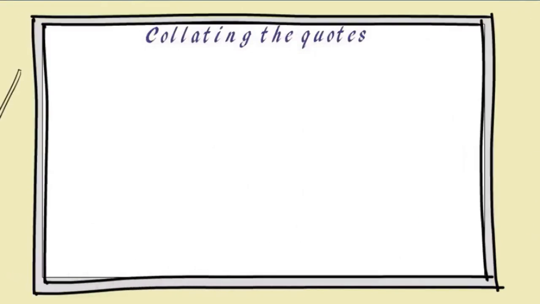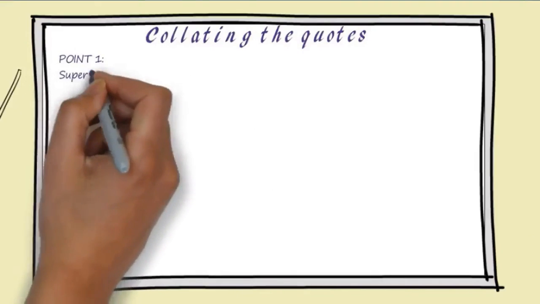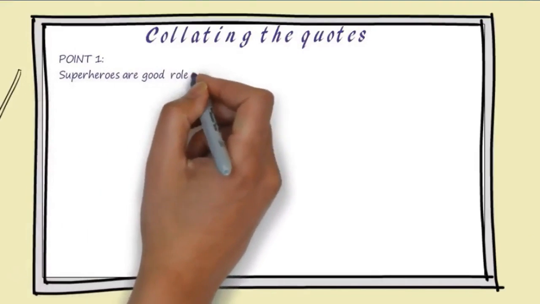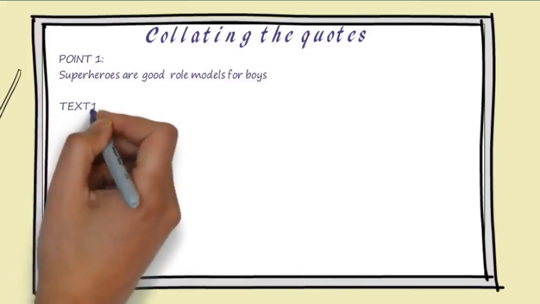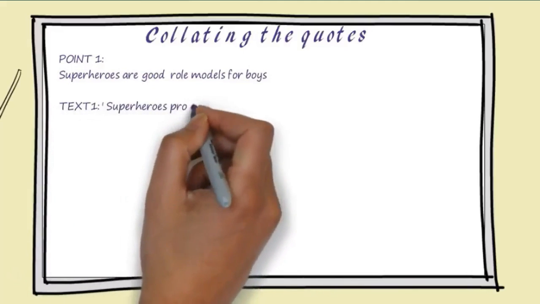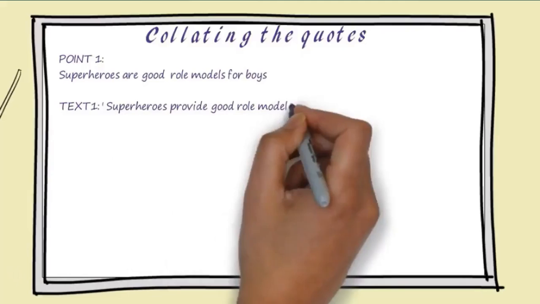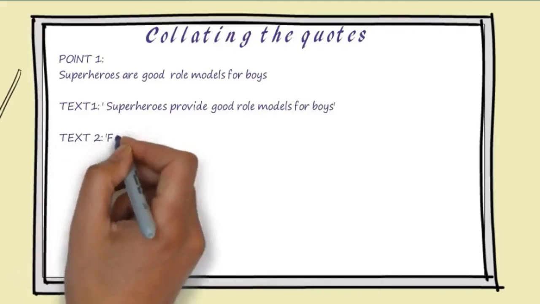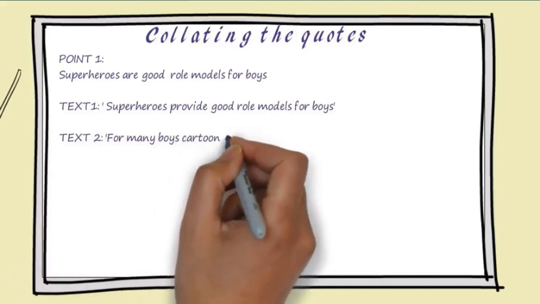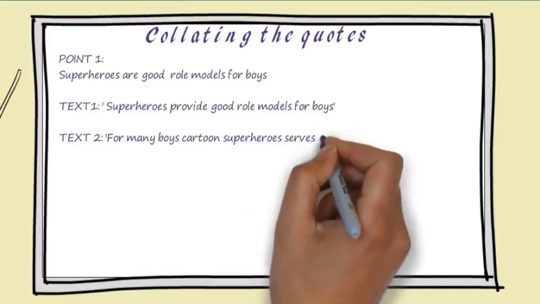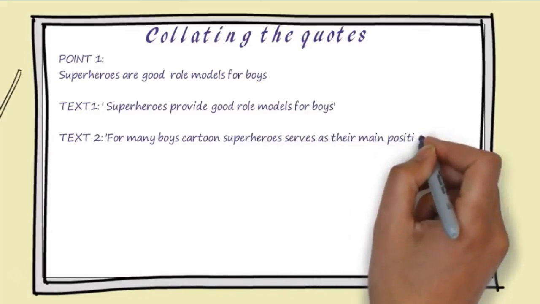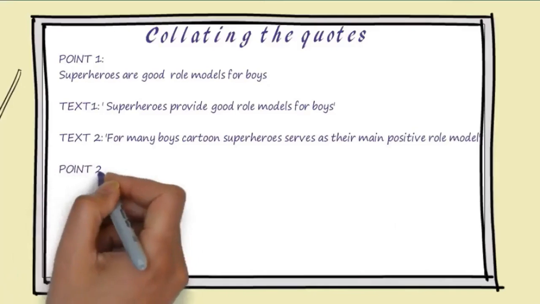So let's look at how we might group the quotes that we found earlier for this question about superheroes. So we group them into points, and each point is going to become a P paragraph. So the point is that superheroes are good role models for boys. From text 1 we have a quote that says this directly, so we can use that quote. In text 2 the writer takes it a little bit further, suggesting that these cartoon superheroes are substitutes for real male role models. So that's our first point.